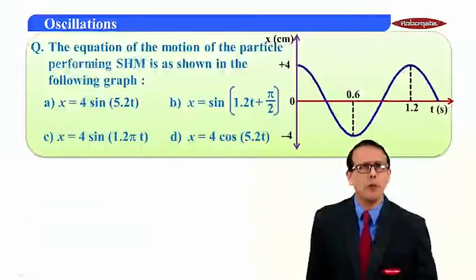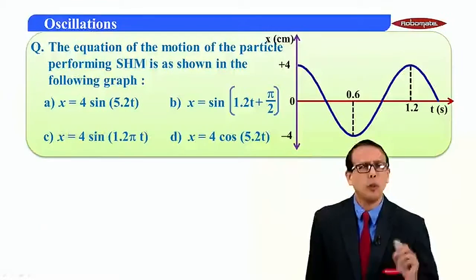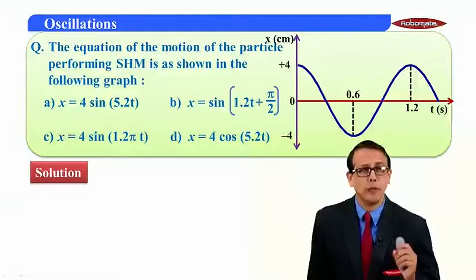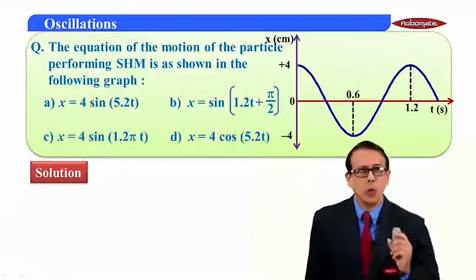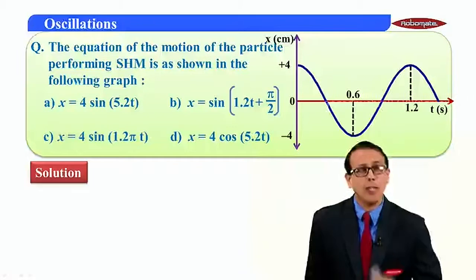The equation of motion of the particle performing SHM is as shown in the following graph, and we have 4 options given to us. Now, all 4 options are in terms of standard equation of displacement. To begin with, students, whenever graphical questions are given, you always first know what is the nature of this graph. You can clearly see this graph is displacement versus time. The next thing, what all things we can note from this graph.